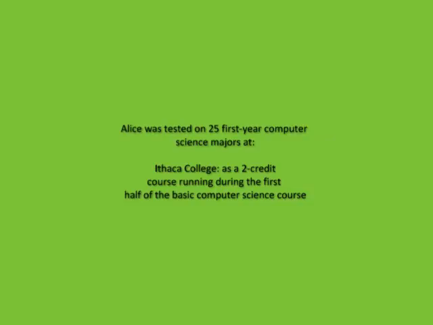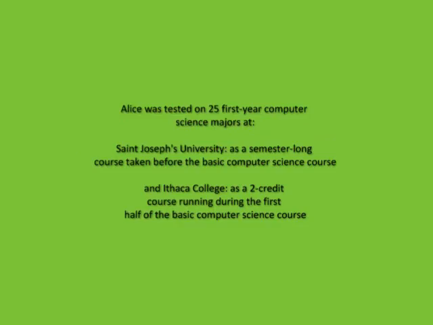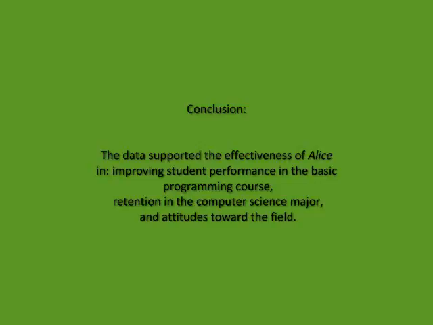At Ithaca, Alice was taught as a 2-credit course running during the first half of the basic computer science course. At St. Joseph's, Alice was taught as a semester-long course taken before entering the basic computer science course. At the conclusion of this first experiment, the Alice team concluded that the data supported the effectiveness of the Alice course in improving student performance in the basic programming course, retention in the computer science major, and attitudes towards the field.